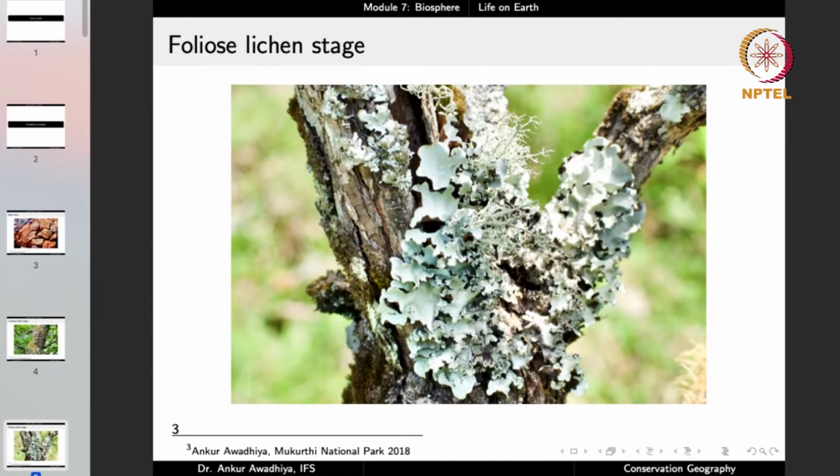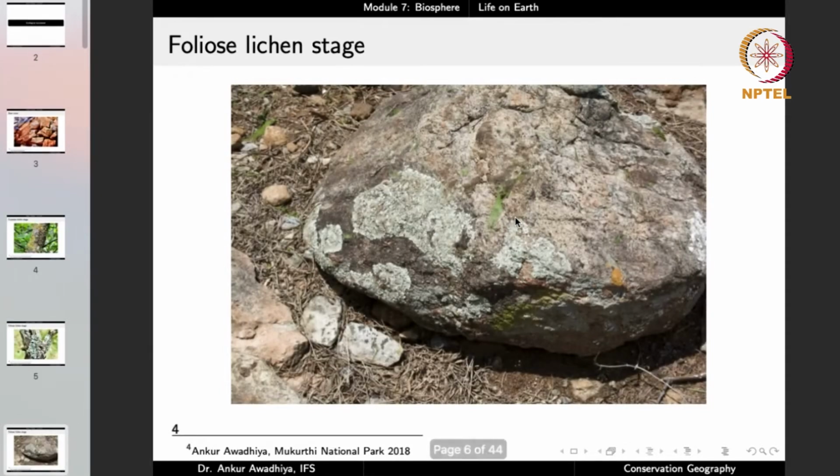Now, foliose means leaf. So these are the lichens. Again, they are a symbiotic community, but they appear to be like leaves. So this is the next stage that would come up. First you had the bare rocks, then crustose lichens, then foliose lichens. And you can have a stage in which these foliose lichens are now replacing the crustose lichens. On this piece of rock, you can observe that there are certain foliose lichens and also certain crustose lichens. So this is now in a process of being replaced.